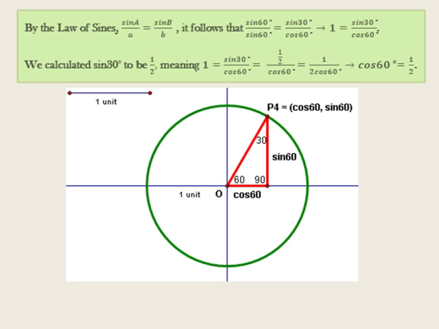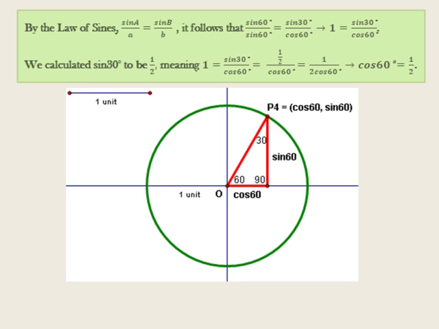Recall the law of sines. It states that sine of angle A divided by the length of the line opposite of angle A equals the sine of angle B divided by the length of the line opposite of angle B. In this case, the law of sines is going to give us sine of 60 degrees divided by 1 equals sine of 30 degrees divided by cosine of 60 degrees.